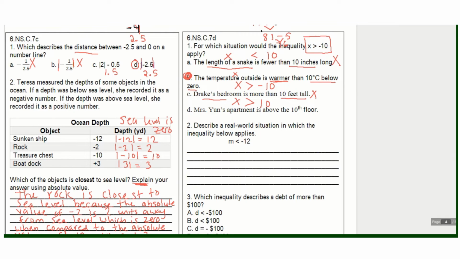The next one, Miss Young's apartment is above the 10th floor. So what does X represent in this situation? X represents her apartment floor. And then it says it is above, so that means her apartment floor must be higher than, which is greater than, the 10th floor. So on the other side, we would put greater than the 10th floor. And that's that one. So we're not going to pick that one because we're looking for the value of X, the unknown, to be greater than the opposite of 10, which is -10.